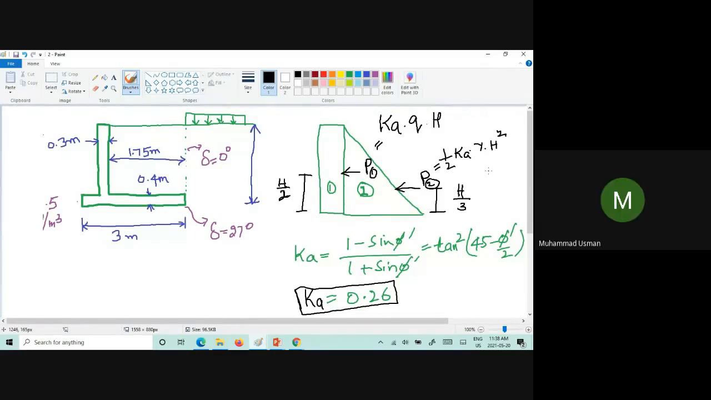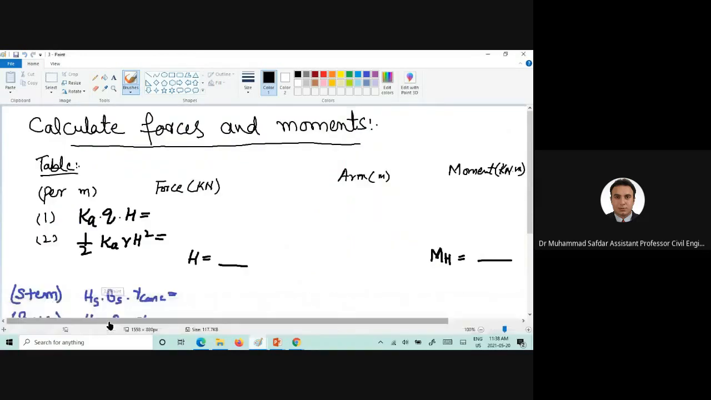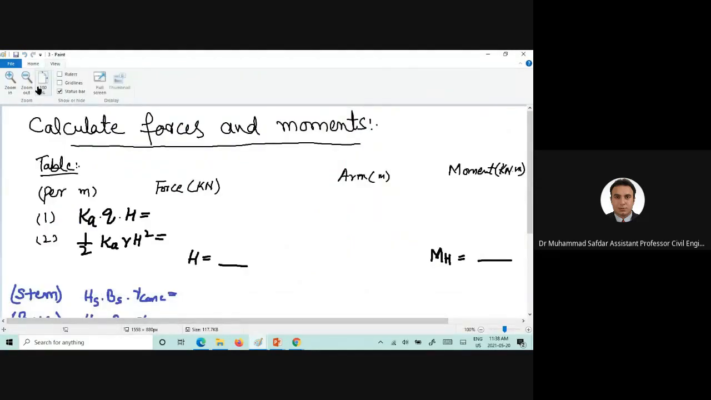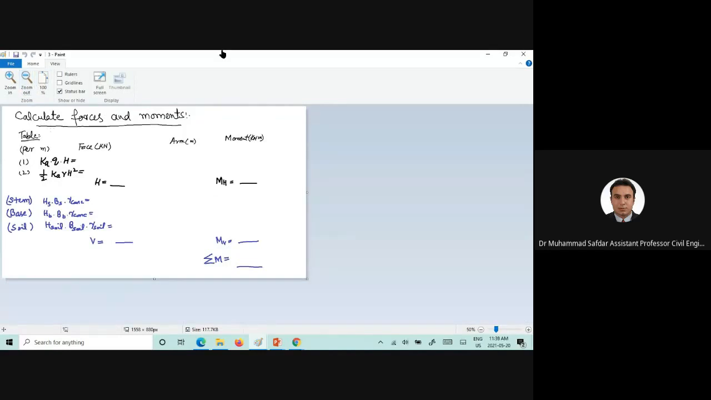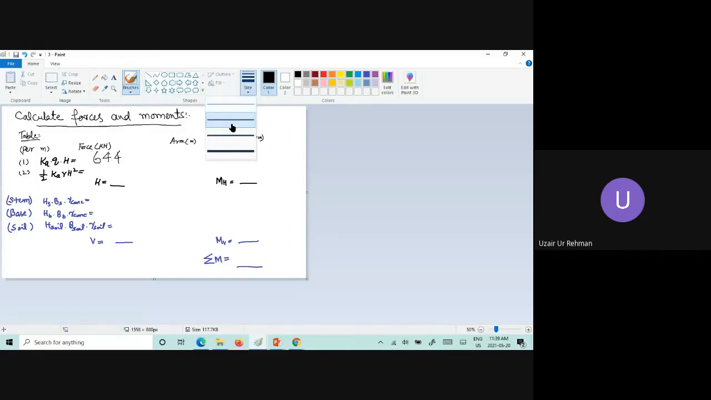64.44. Okay, we need to construct a table here. So let's construct a table. This one would be 64.44. The first one is 14. This is 14 kilonewton per meter.